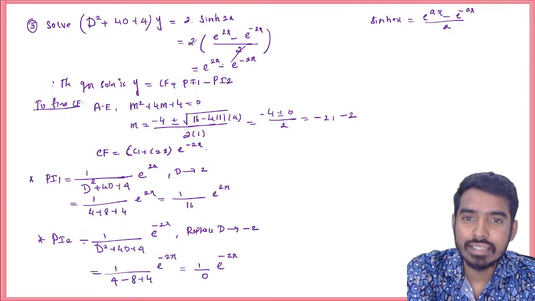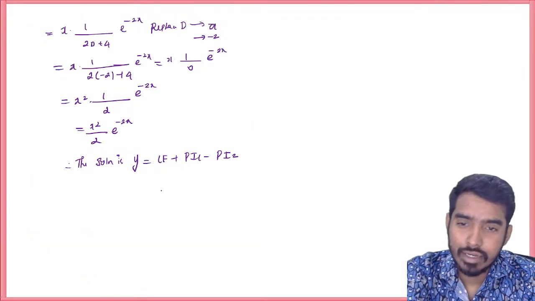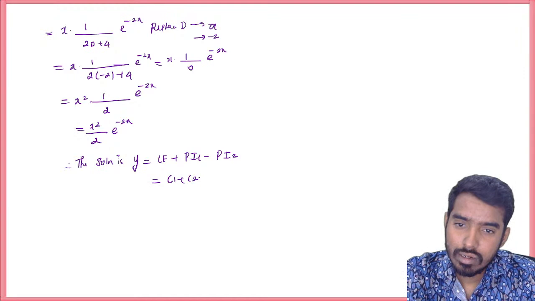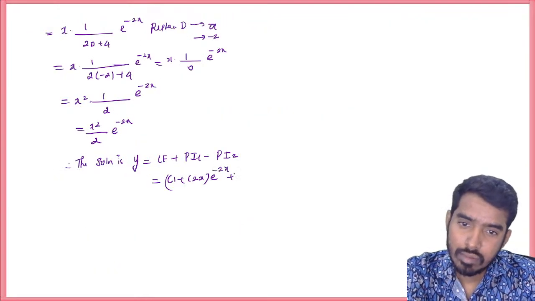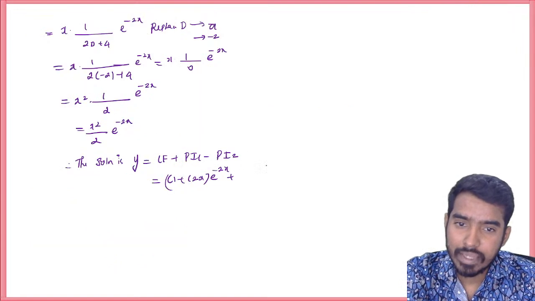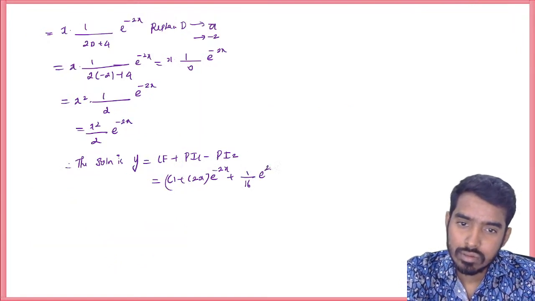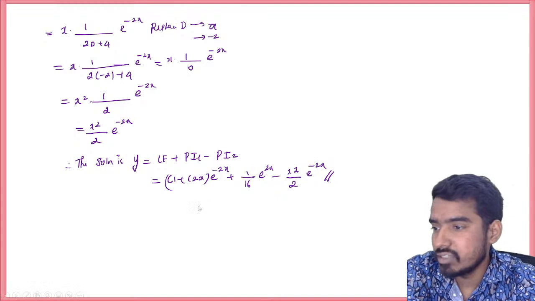Just because of minus a, I'm just putting minus of this pi2, right? So cf is c1 plus c2x e power minus 2x plus pi1. So pi1 is 1 by 16 e power 2x minus pi2 is x square by 2 e power minus 2x. This is your required solution. Is it clear?